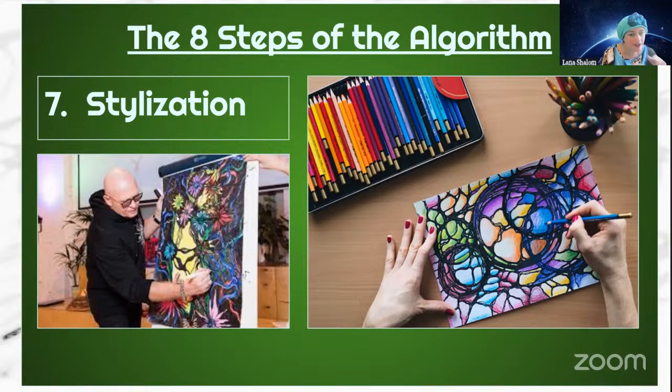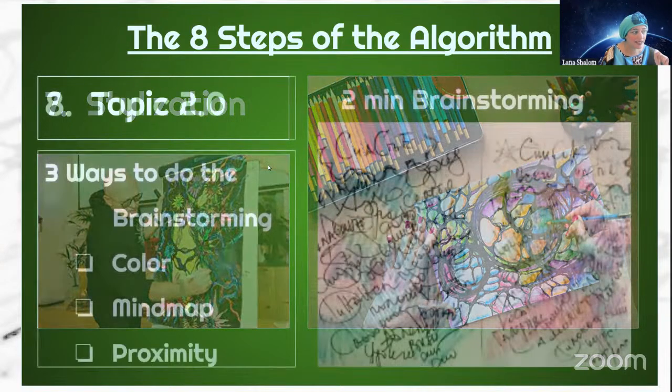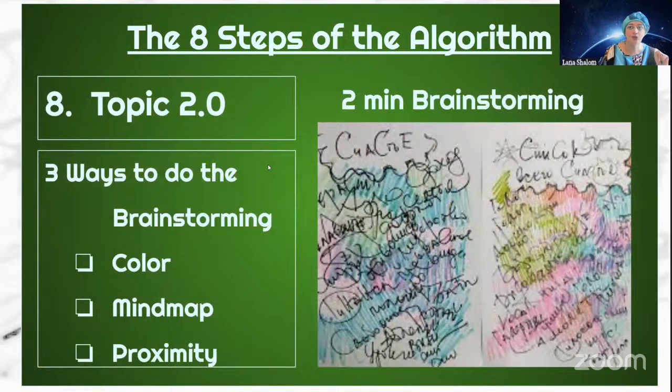Okay, something we can't use in the middle because we're still in the process of adding more steps. This is the final graphic step. This is the final drawing step. In here, you finish your drawing. And because the next step is step 8, you go back to the topic, you do a 2-minute brainstorming.